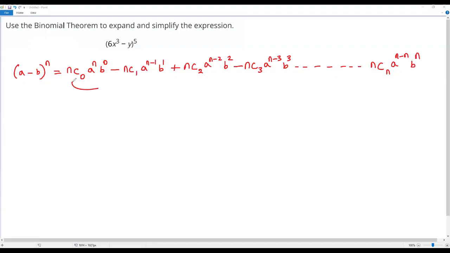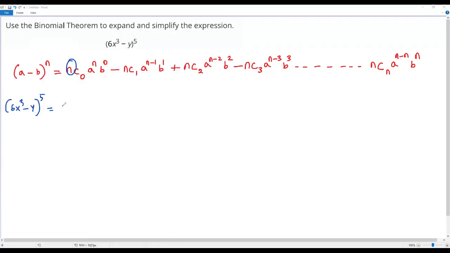Now I'm going to use this formula to get the expansion of the binomial in our problem. Let me write it: (6x³ − y)⁵. Comparing this and this, in the place of a we have 6x³, in the place of b we have y, and in the place of n we have 5.